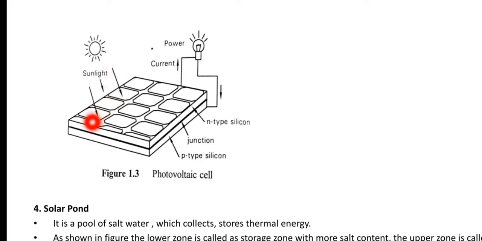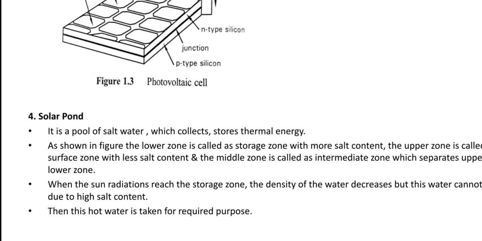When they fall on the N type silicon layer, the photons are absorbed by the N type silicon layer, and because of that the electrons start flowing in the circuit, and when the electrons start flowing in the circuit, electric current is produced. And that electricity which is generated is stored in the battery or it can be utilized directly for the required application. So this is the photovoltaic cell. Next, solar pond.